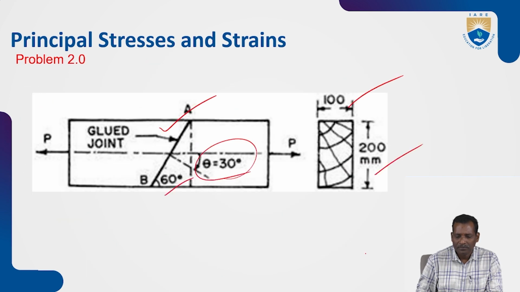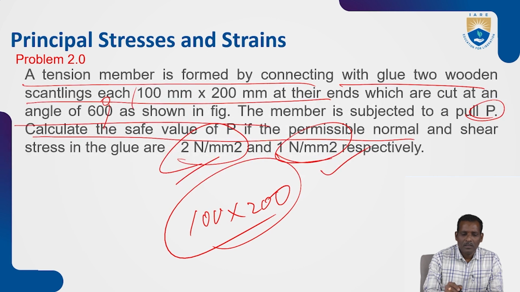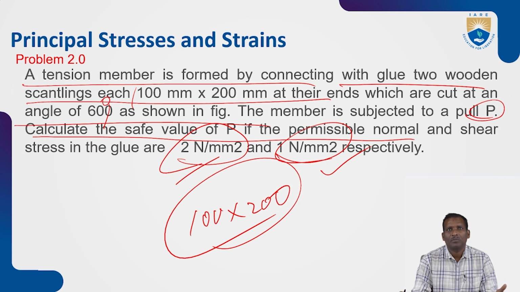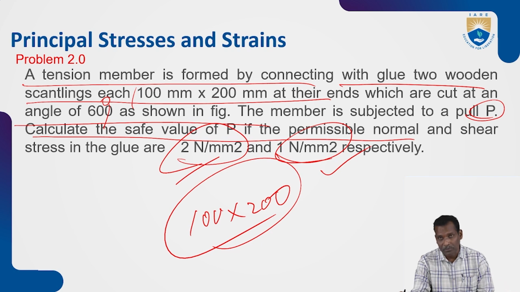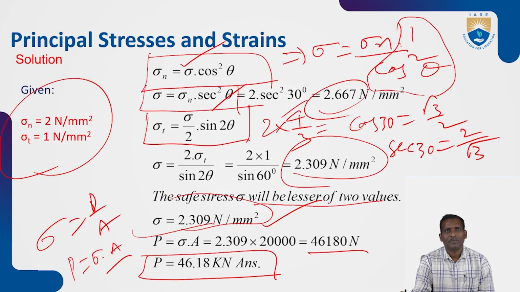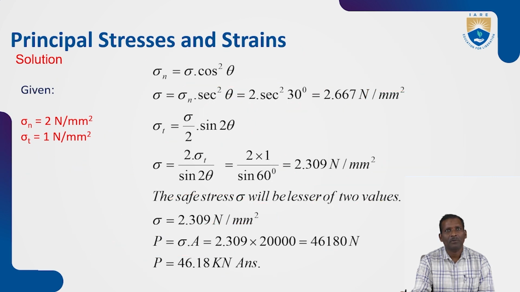What has he asked? Calculate the safe value of P. So what is the safe value, that is the load. If the permissible normal and shear stress in the glue are 2 Newton per mm square and 1 Newton per mm square respectively, then calculate P. Already we have calculated P. So like this you need to solve this type of problem.